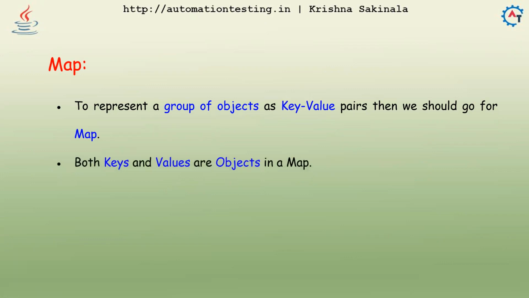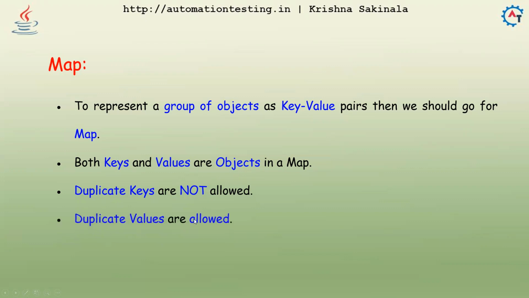Both keys and values are considered objects in a map. Duplicate keys are not allowed. Duplicate values are allowed. Each key value pair is called an entry. So if you have a key value pair, that is called one entry in the map.